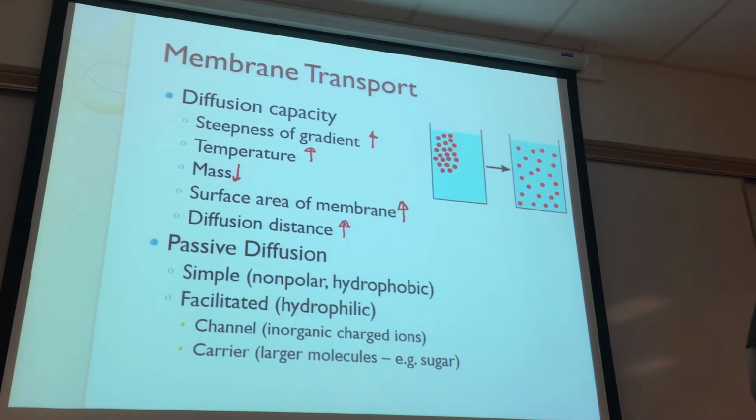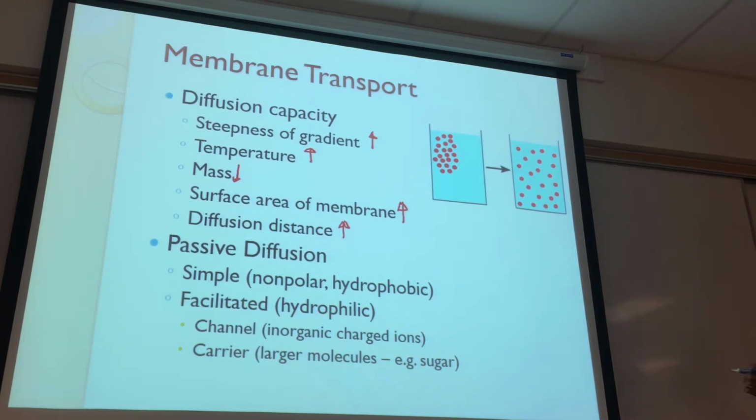That would decrease it, right? The diffusion distance? Yeah. So diffusion distance would decrease the diffusion capacity. If I were to make this thicker, that would mean that molecules would move slower. So you would be moving through that phospholipid membrane and then trying to move through this extra layer on the outside, eventually to make it to the inside or vice versa.